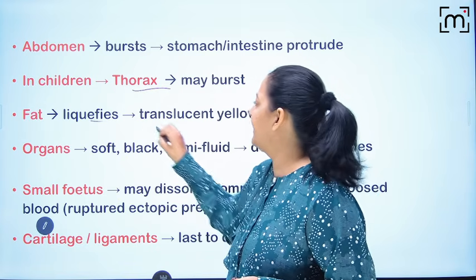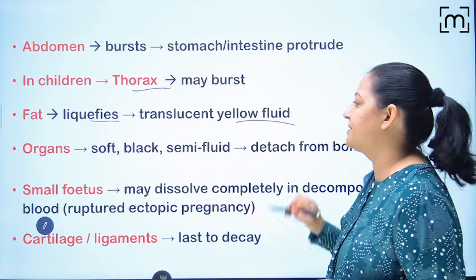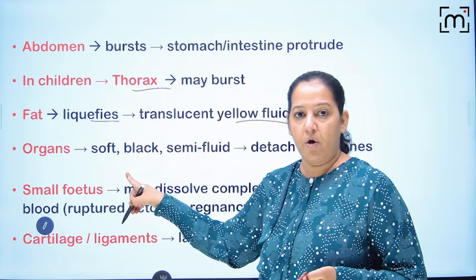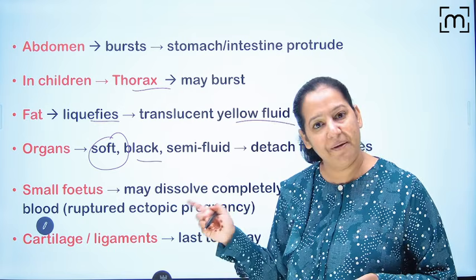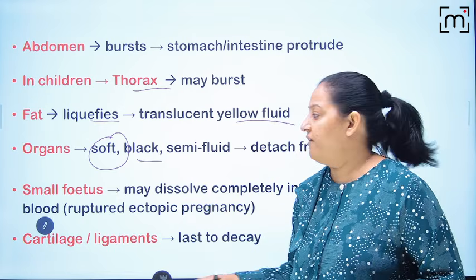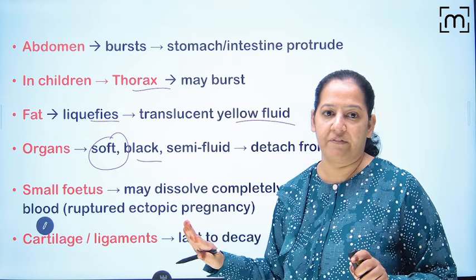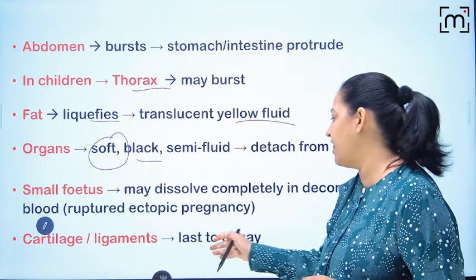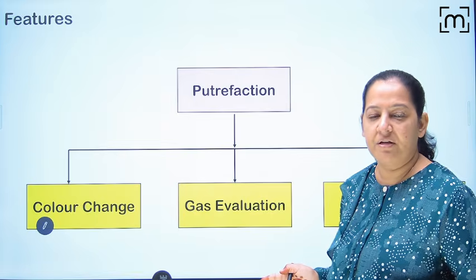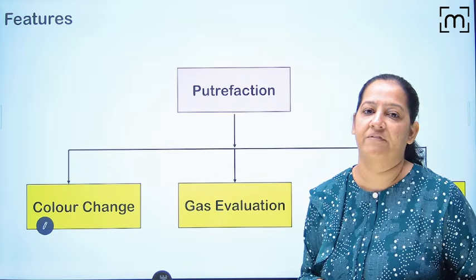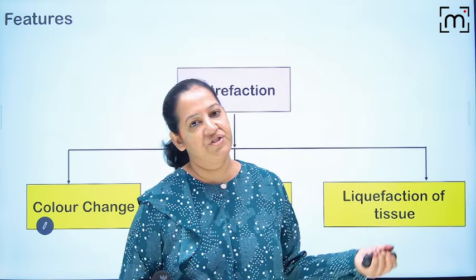The complete fat liquefies. It becomes translucent yellow in color. All the internal organs are soft and black. They are black because of putrefaction, but they become soft and liquefied. If it's a small fetus, it is completely liquefied. Cartilages and ligaments are the last to liquefy. So these are the features of liquefaction. You can say everything is getting liquefied. The eyeball can also get liquefied. So this is the third and the last feature, that is liquefaction.